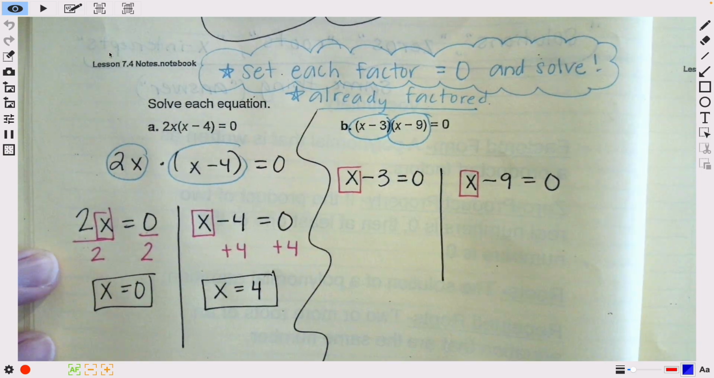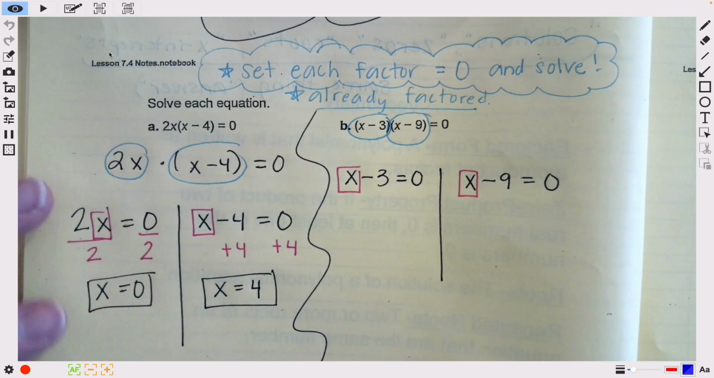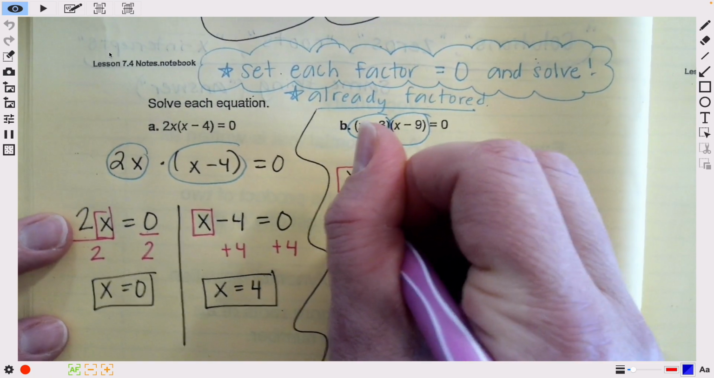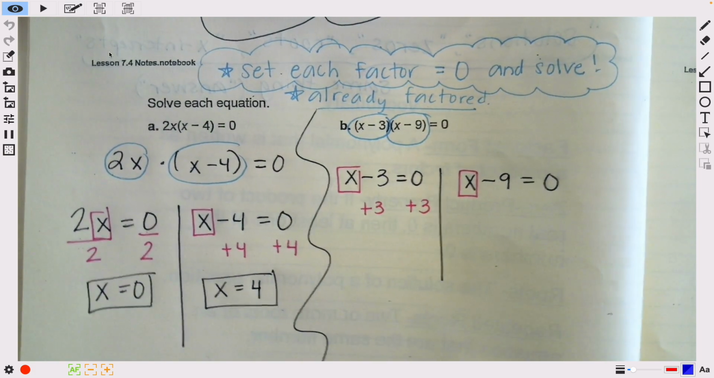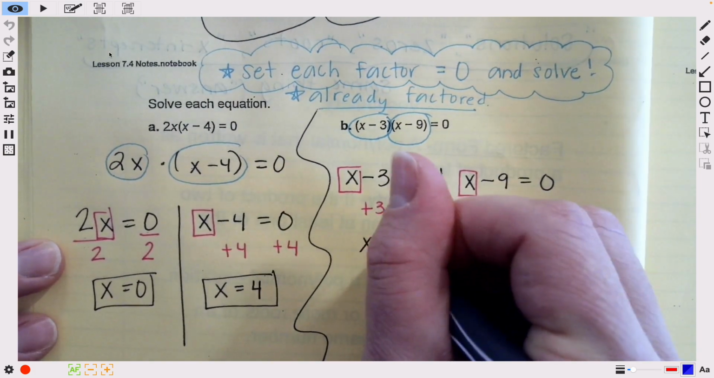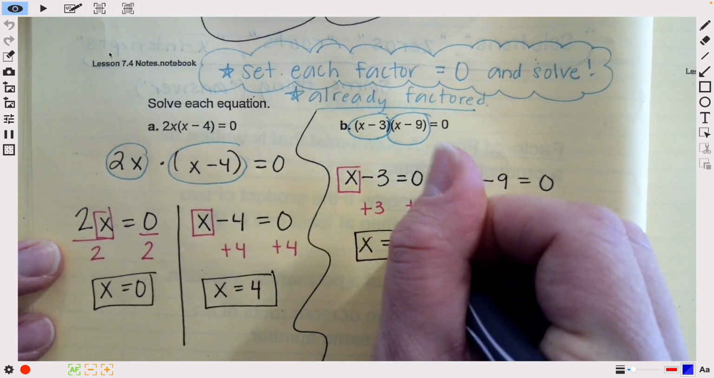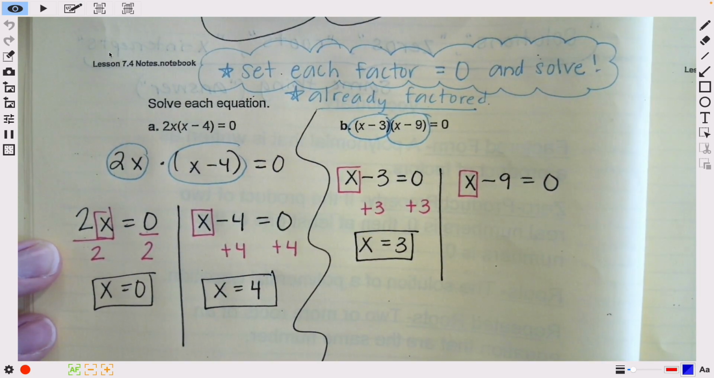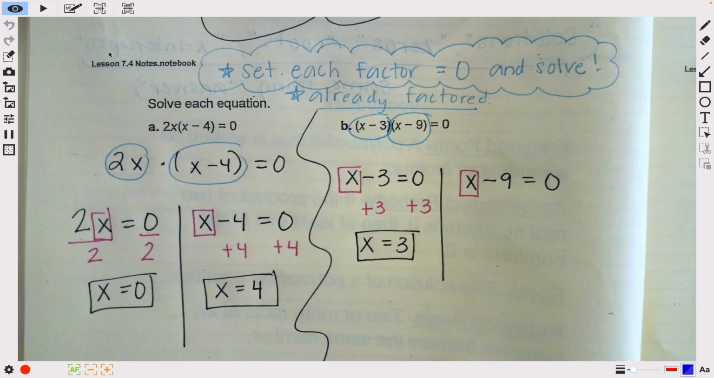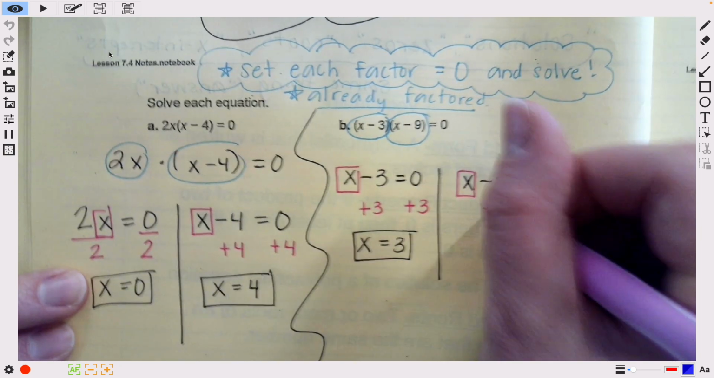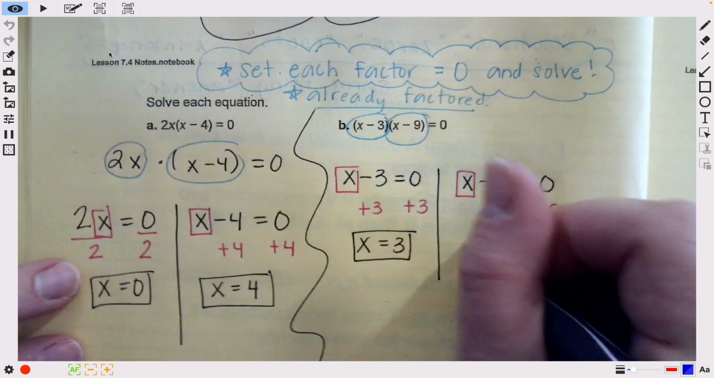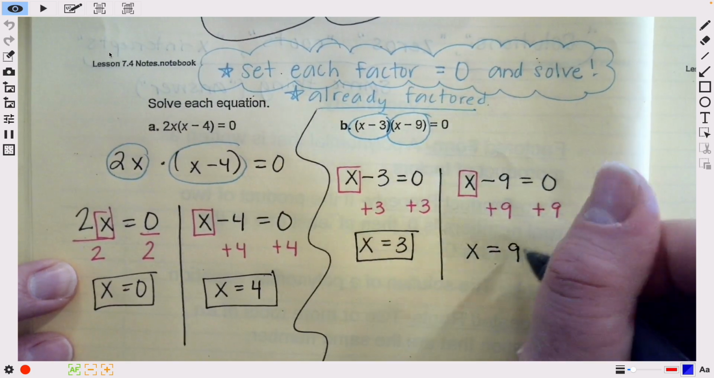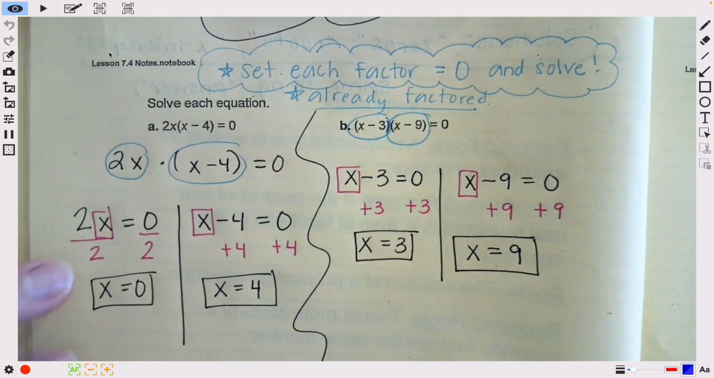Okay. So that's just a quick little solving. We're going to add 3 to both sides. So our first solution would be 3. And we add 9 to both sides. And our second solution will be 9.